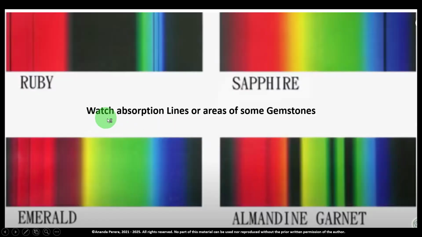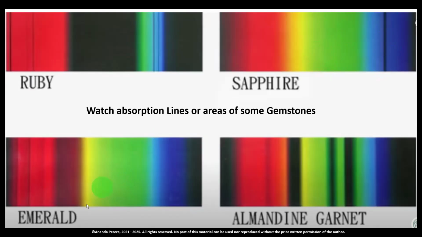What is here? See the absorption lines or areas of some gemstones. See the ruby, red color, more lines here, weak lines, intense line. In the blue area, because it is sapphire, the blue area also has absorption, two lines, double lines. It is ruby. If it is sapphire, this is the thick absorption line. So it tells us it is sapphire.